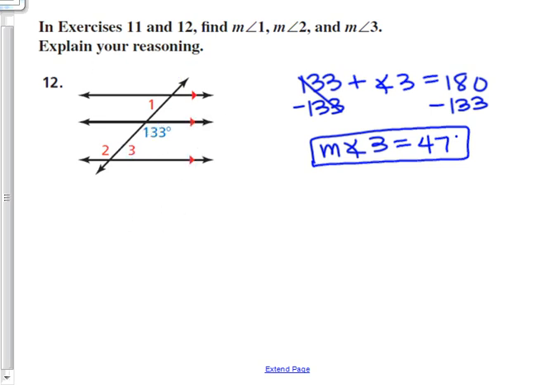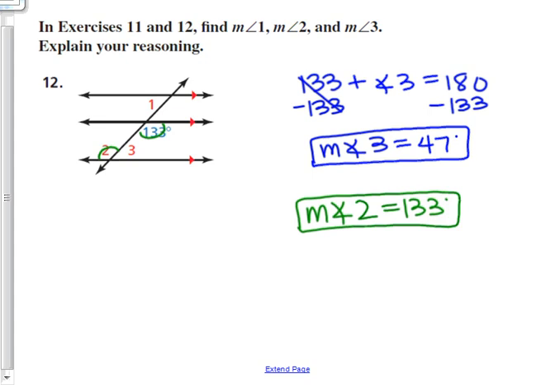I'll do angle 2 next. So I'm working with this. I'm going to also work with the 133 they gave me. I can tell that those are both interior angles, but this time, those are alternate interior angles. They lie on the opposite sides of the transversal as each other. So I know there's a theorem that says alternate interior angles are congruent. So if the measure of angle 2 has to be the measure of that angle, then I know that it's just 133 degrees. So the measure of angle 2 has to be 133 degrees.